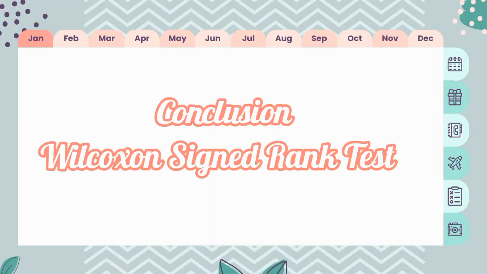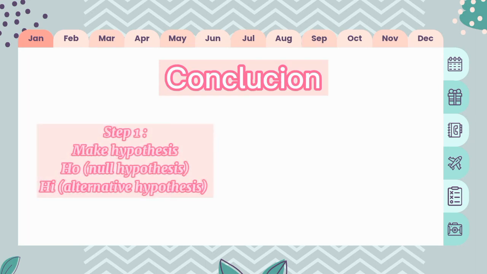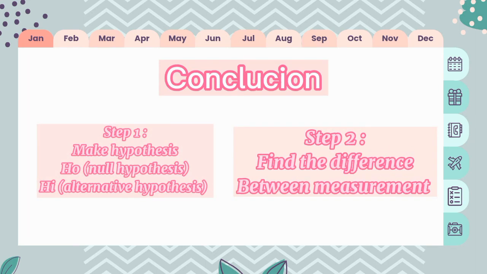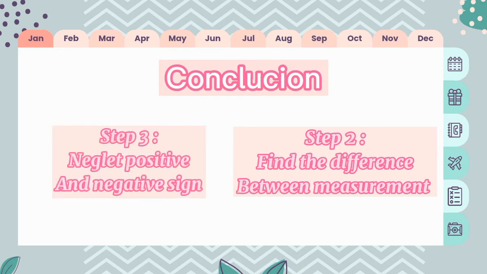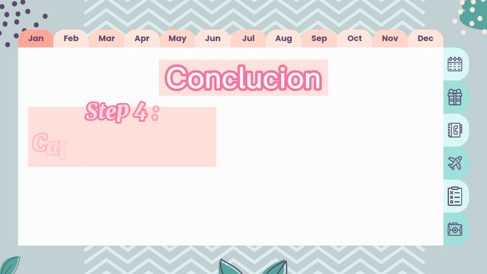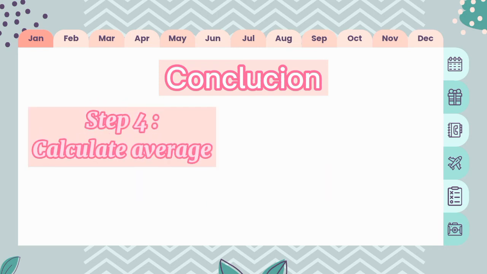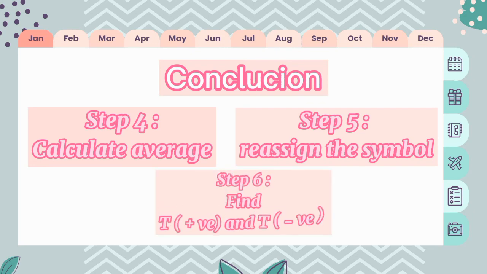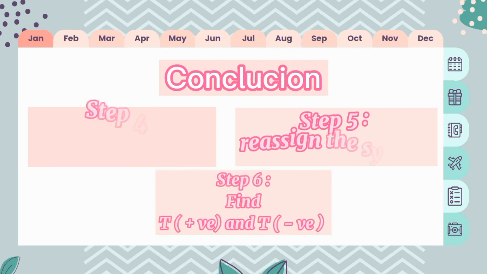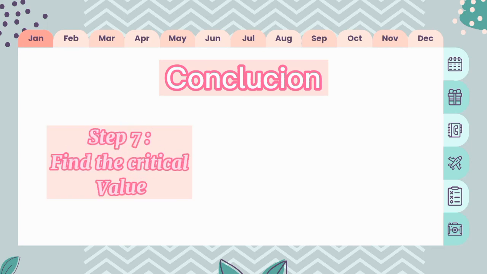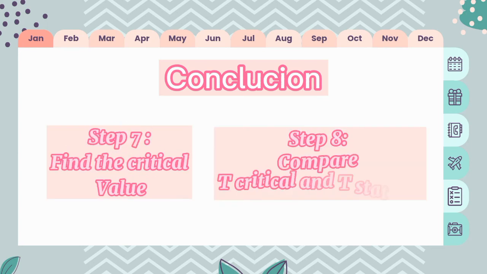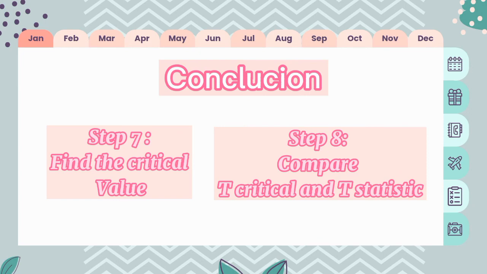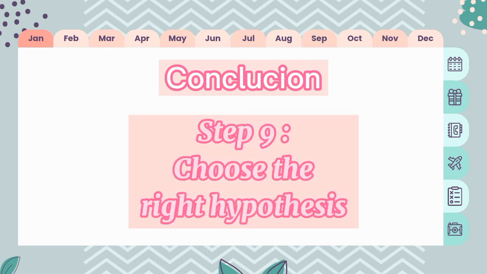For the Wilcoxon signed rank test, first, we have to state the hypotheses. Second, we find the difference between the two measurements. Then, in the absolute difference column, we neglect the positive and negative signs. Step 4, we assign ranks. If two or more are equal, calculate the average, and then reassign the positive or negative symbol depending on the original. Then we find T positive and T negative as the T statistic. Step 7, we find the critical value and compare it with the T statistic value. And the last step, we choose the right hypothesis.